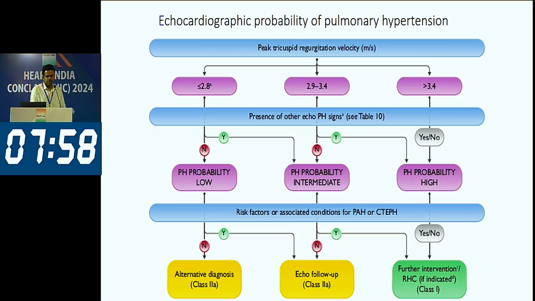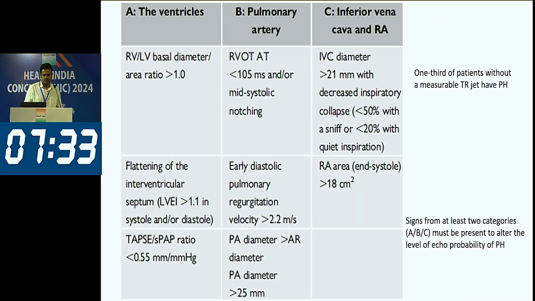In these patients, if there is no other sign of any RV involvement in echo, then these patients have low probability and you have to consider the alternate diagnosis. In the patients with less than 2.8 meter per second, if you have some additional signs of PH, or if there is more than 2.8 meter per second, always it is in the intermediate to high probability group, and such patients should undergo a right heart catheterization to confirm the pulmonary hypertension diagnosis.